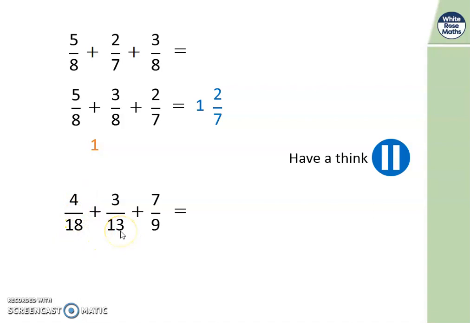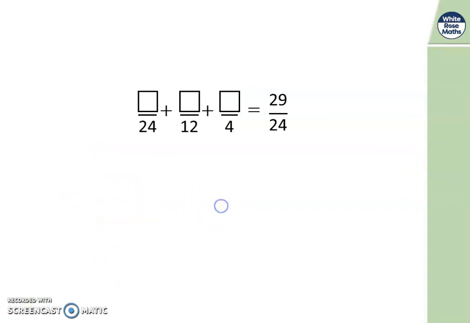4/18. I can't change 13ths into it, but I could change 9ths into 18ths by doubling. So if I double that, I double this, which is 14/18. Now if I do 4/18, add 14/18, that makes 18/18, which is 1 whole one. And that's 1 whole one, and that leaves me with 3/13 left. So that's the answer. Let's have a look at this one.